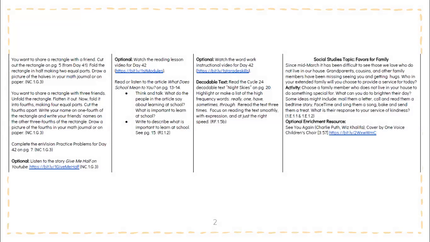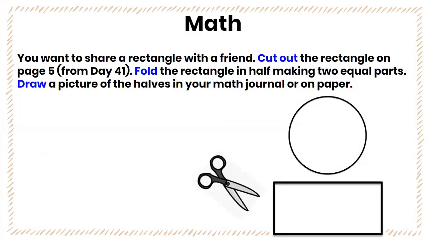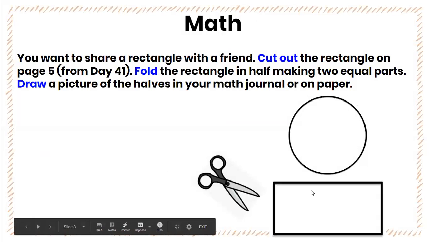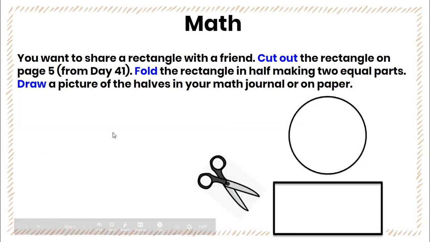This is what day 42 looks like in your packet. For math, you want to share a rectangle with a friend. Cut out the rectangle on page 5 from day 41. Fold the rectangle in half, making 2 equal parts. Draw a picture of the halves in your math journal or on paper.